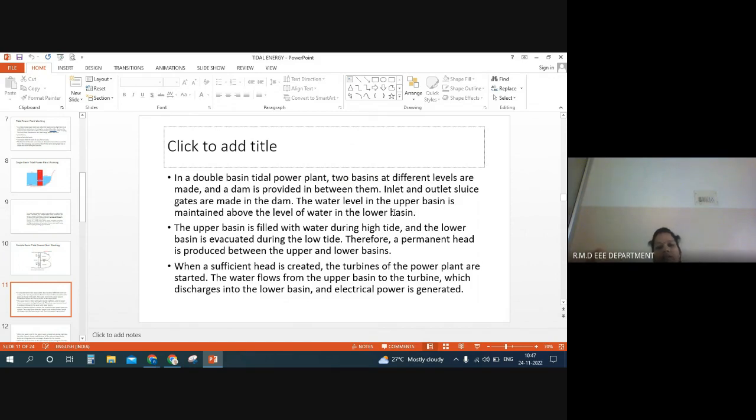and the water starts flowing from your upper basin to the turbine, which in turn then discharges to the lower basin, and this is how the electrical power is generated in the case of the double basin system.